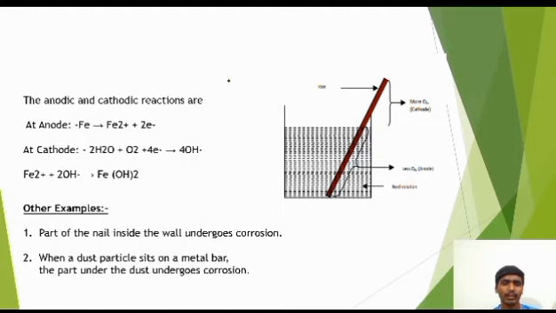The anodic and cathodic reactions of differential aeration corrosion are: at anode, Fe gives Fe2+ plus 2 electrons. At cathode, 2H2O plus O2 plus 4 electrons gives 4OH-. Fe2+ plus 2OH- gives Fe(OH)2. For example, a part of a nail inside the wall undergoes corrosion. When dust particles sit on a metal bar, the part under the dust undergoes corrosion.